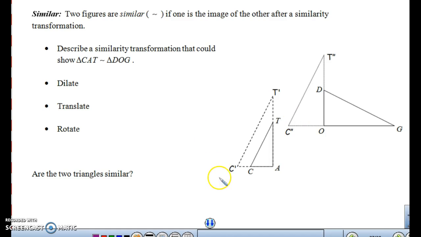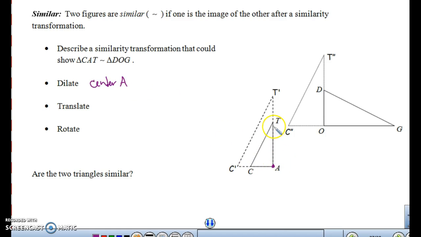Now, how am I going to dilate this? Well, I have to tell my center of dilation. I want AC to be big enough to become OD, or AT to become OG, or TC to become GD. So we are actually going to have to make this bigger. My center of dilation, the common point, is going to be A. Dilate at center A by a factor.